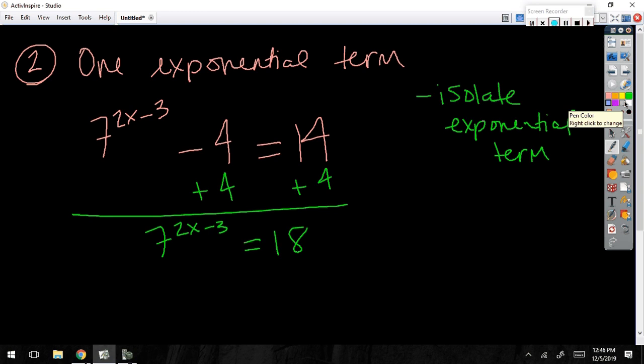I'll give you a hint. I told you yesterday, whenever you get stuck and don't know what to do, you should always do this. Change the form. All right, this is where first block got stuck. They could not remember how to change the form.